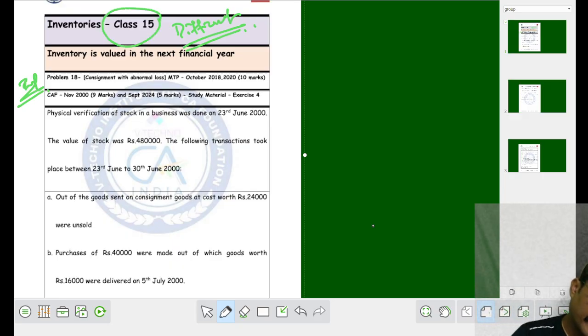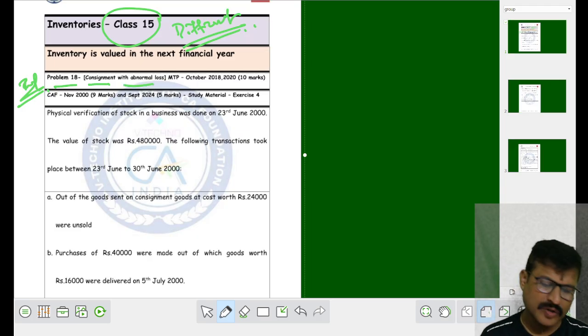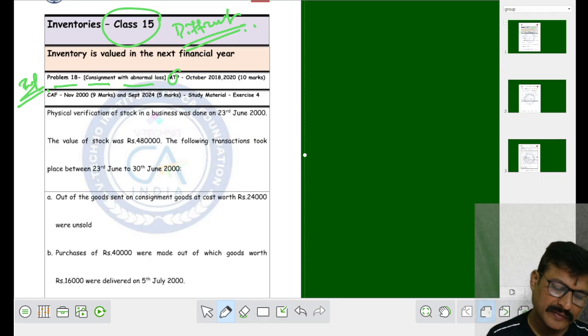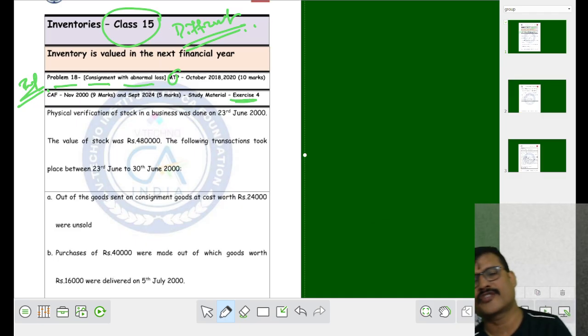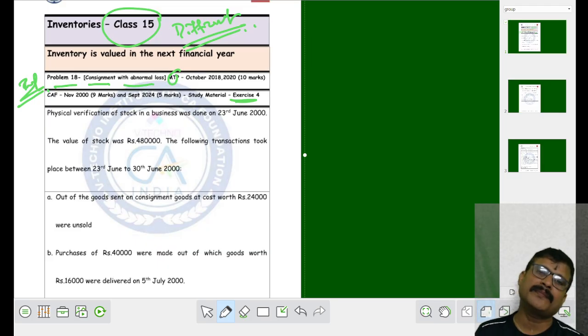Under class number 15, 18th problem. Here the problem is with consignment and abnormal loss. This question was asked in MTP 2 times, and in CA Foundation 2 times, in 2000 and September 2024. It is also there in the study material as an exercise for my dear children. I am telling you, this is a very important and confusion-creating problem.